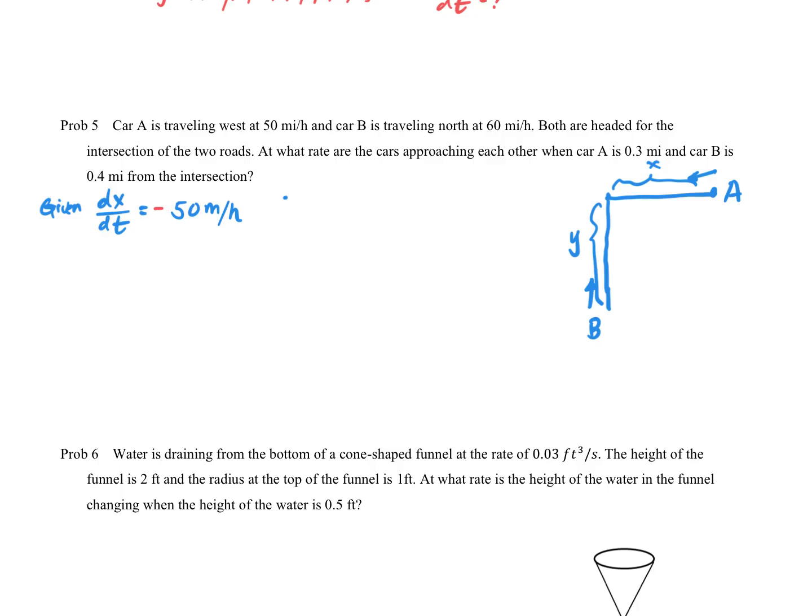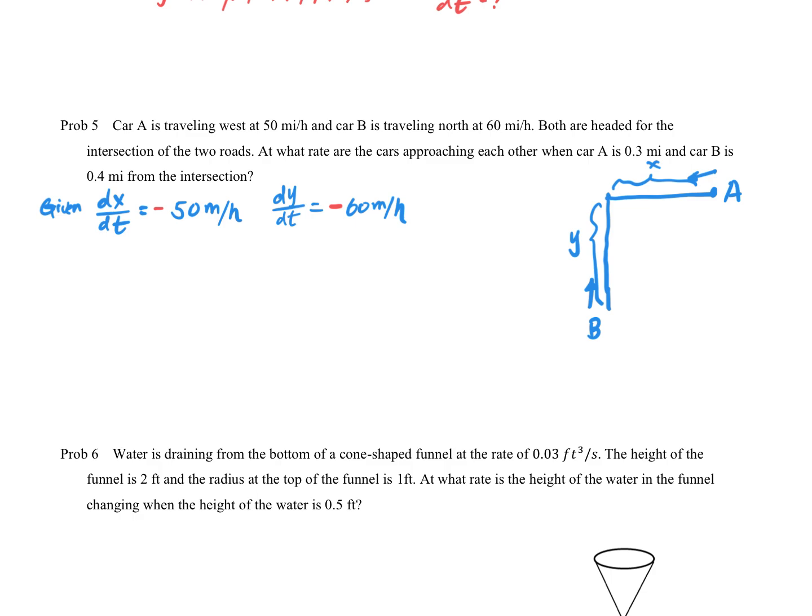And similarly, dy/dt, I used the y, so I'm going to say dy/dt. dy/dt is equal to 60 miles per hour, and you should again add a negative sign because this distance is also shrinking as well.